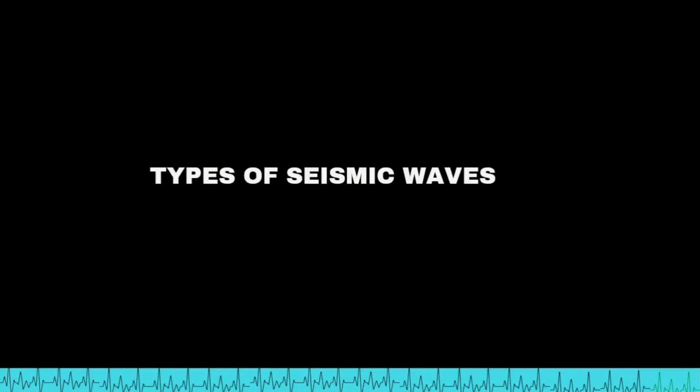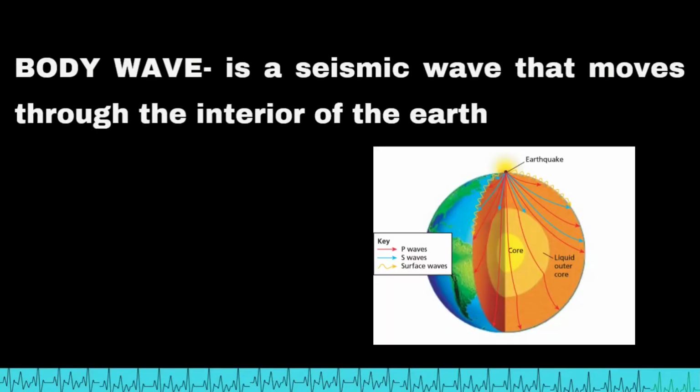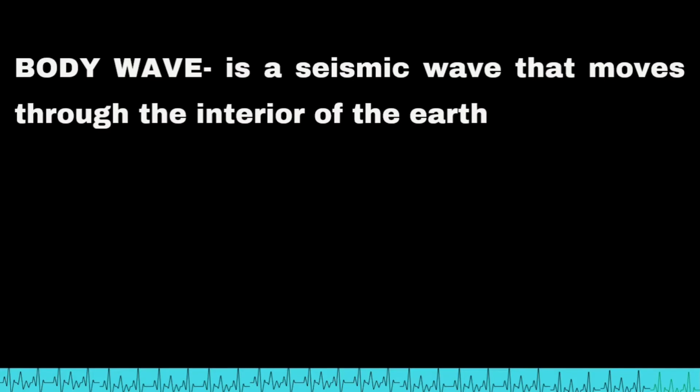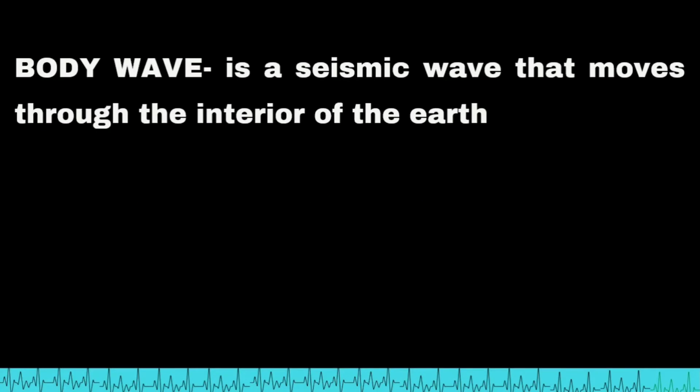Types of seismic waves. The first type of seismic wave is body wave. It is a seismic wave that moves through the interior of the Earth. Earthquake waves emanating from the focus or hypocenter travel in different directions and at different speeds. Of the two major types of seismic waves, the body waves play an important role in providing scientists with information about the nature and composition of the Earth's interior.